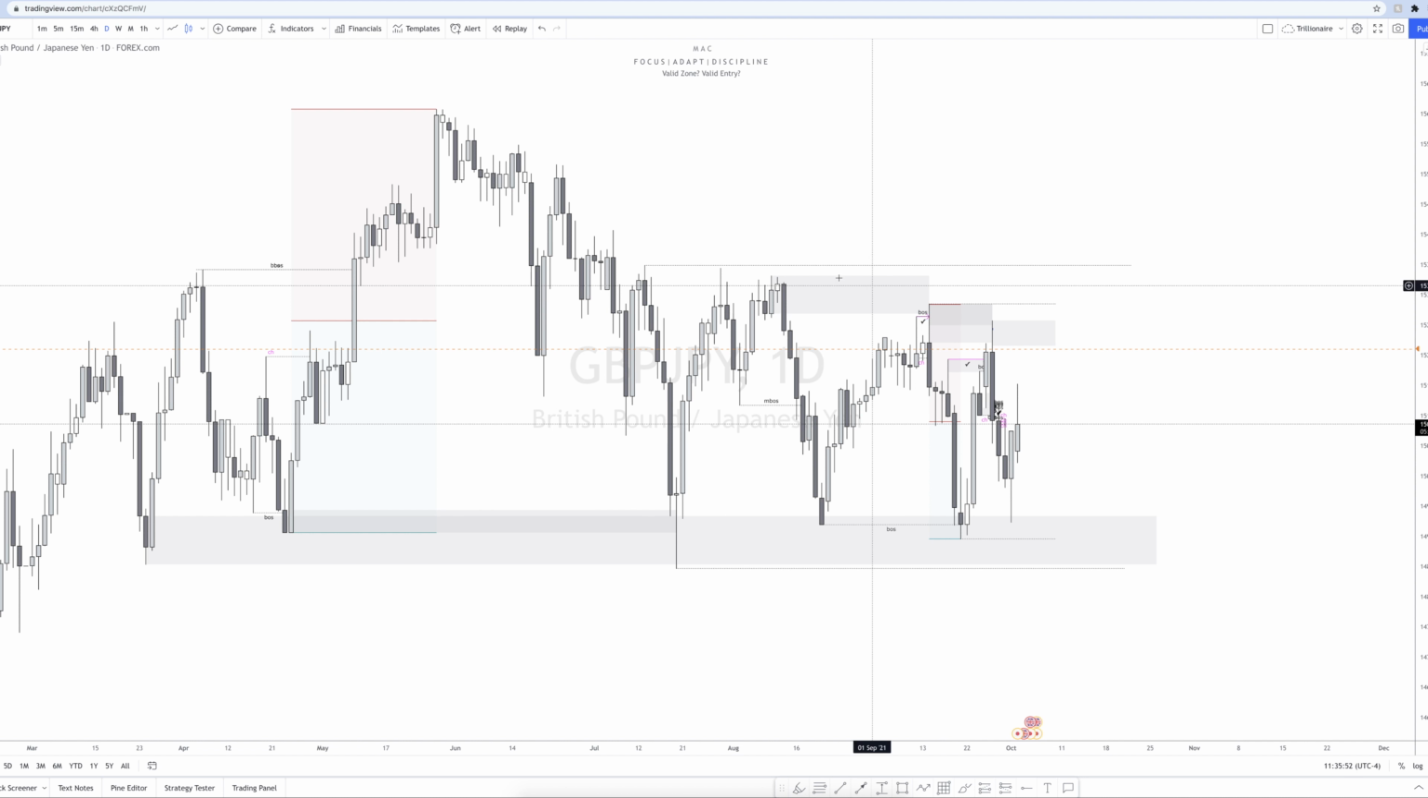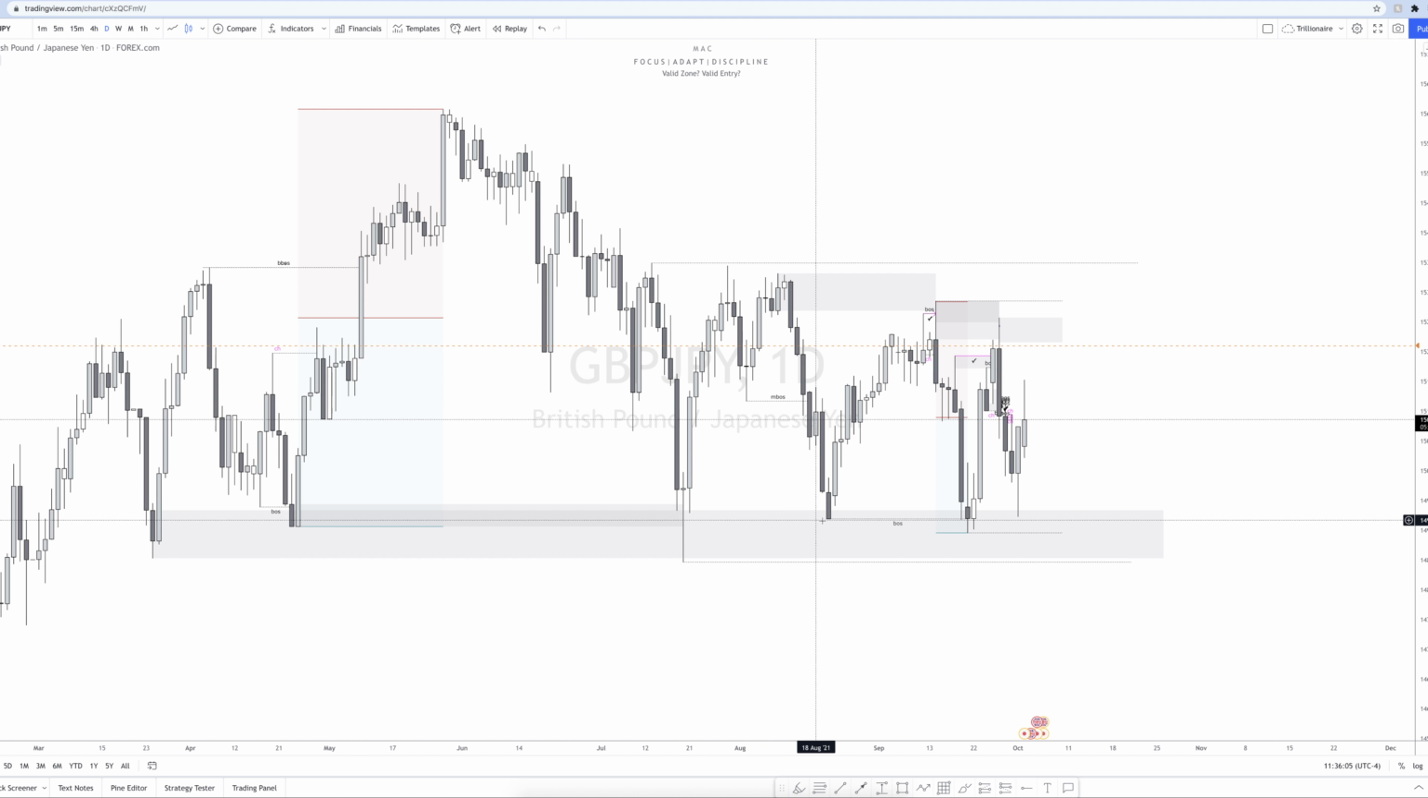Price trades back to this area, mitigating this supply that was resting here. We mitigated that area, filled any of those orders, and then once again, we see imbalance, we see a liquidity void, and we see a break of structure. Our last area that price has yet to mitigate would be this area here. What happened? Price traded back into this region.